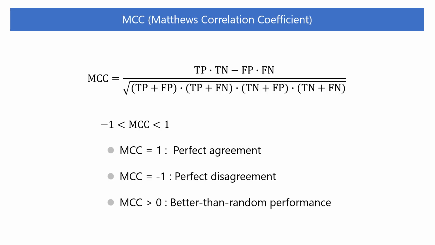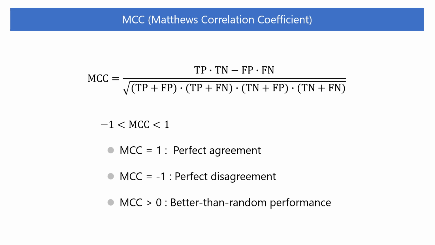The MCC is an alternative metric that addresses the limitations of F1 score and G-mean. MCC considers all four elements of the confusion matrix: true positives, false negatives, true negatives, and false positives. MCC can be computed by this formula. MCC produces a more informative and truthful score, especially on imbalanced datasets.